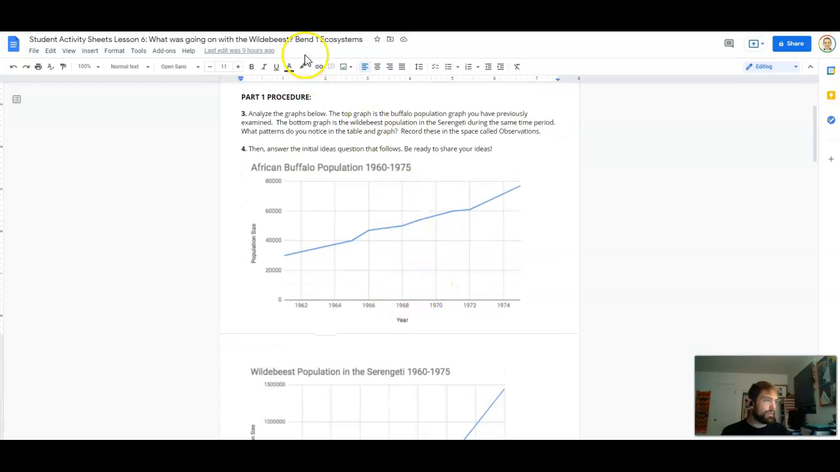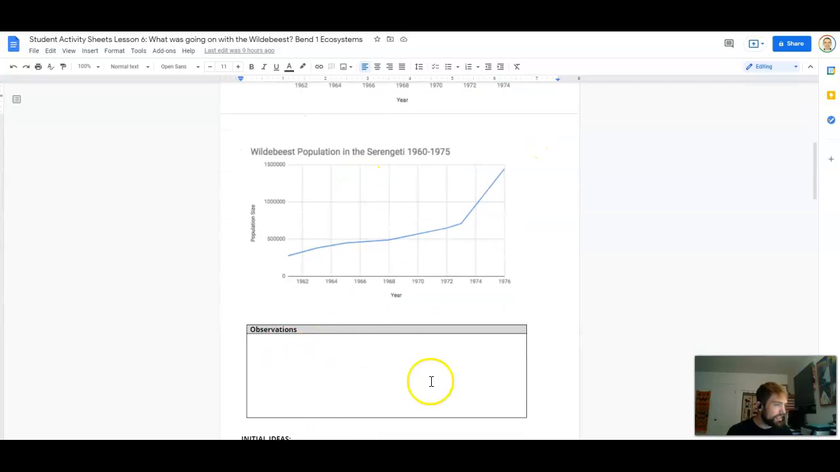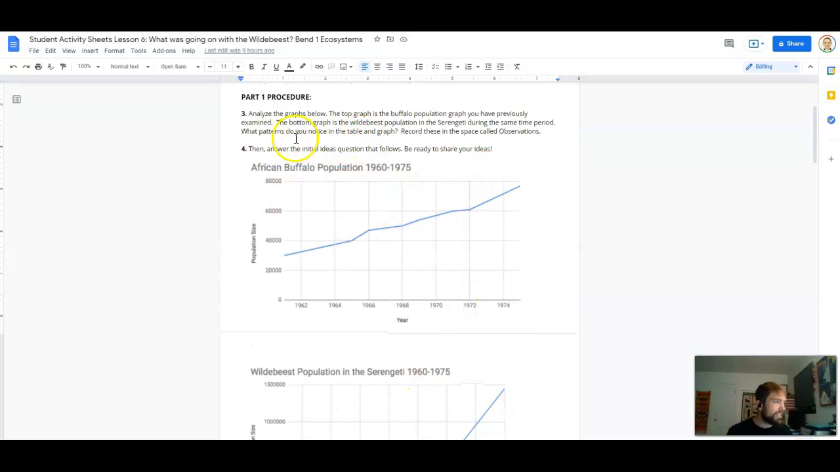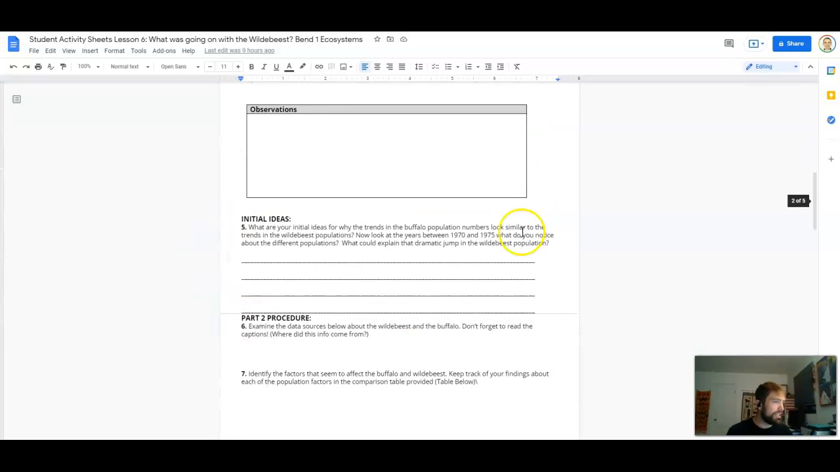So here are the graphs. And so I want you to analyze the graphs below. The top graph is the buffalo population graph you've previously examined, and the bottom graph is the wildebeest population in the Serengeti during the same time period. What patterns do you notice in these table and the graph? And so record these in the space called observations, right here. Okay, so what do you notice about these two graphs? And then answer the initial ideas questions that follows. So that'd be number 5.